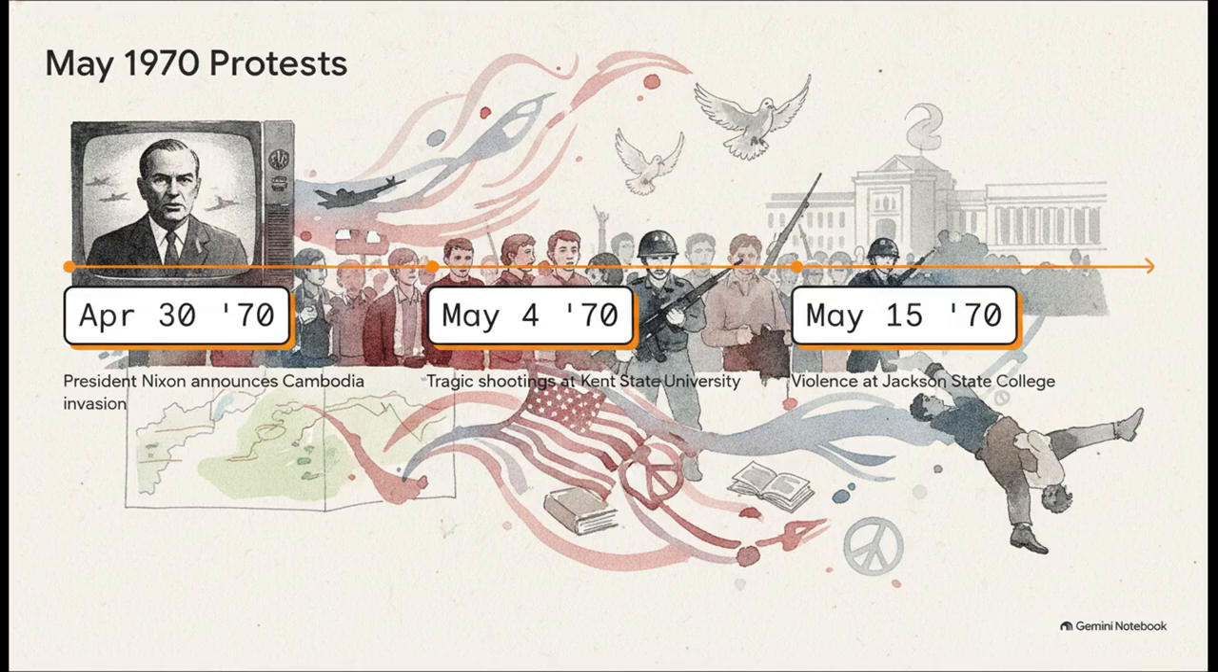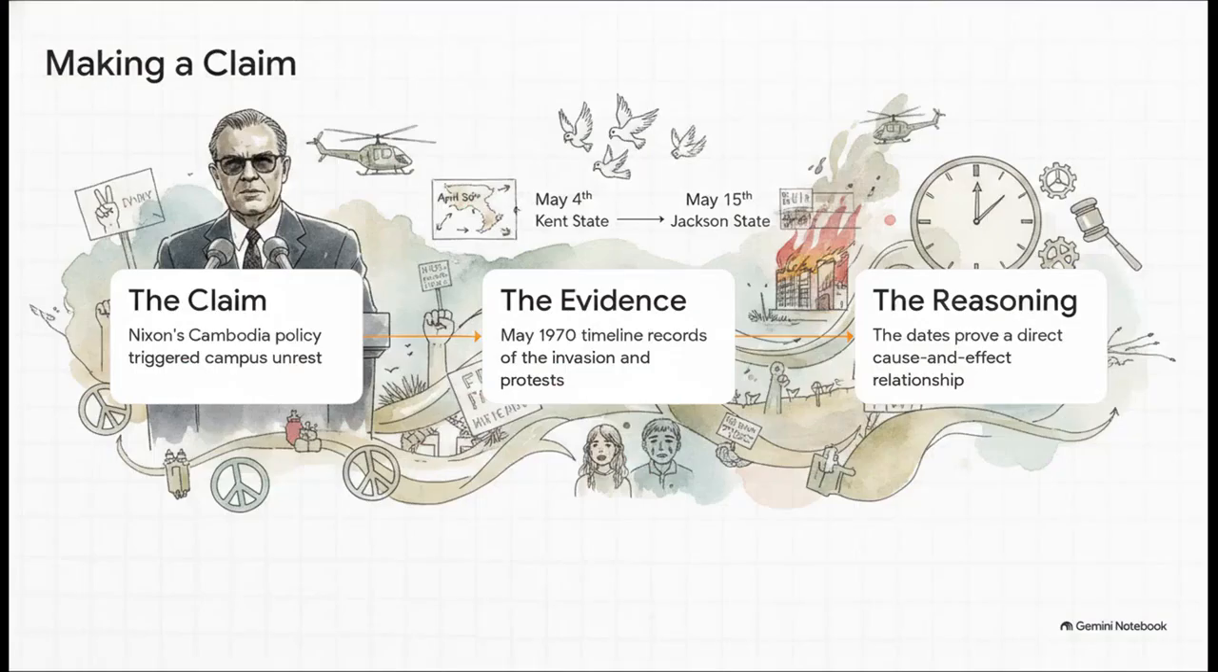Just days later, on May 4, protests at Kent State University in Ohio ended in tragedy when National Guard troops fired into a crowd, killing 4 students. And on May 15, similar violence occurred at Jackson State College in Mississippi, resulting in 2 deaths. Let's step-by-step model how historians use this kind of official evidence to build a solid argument.